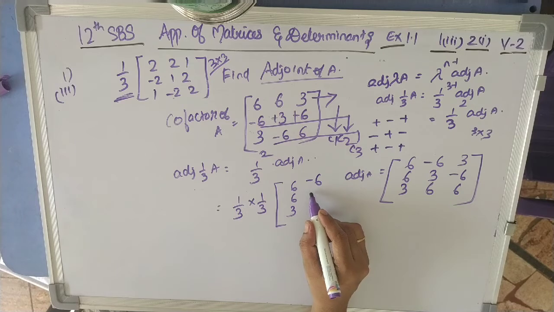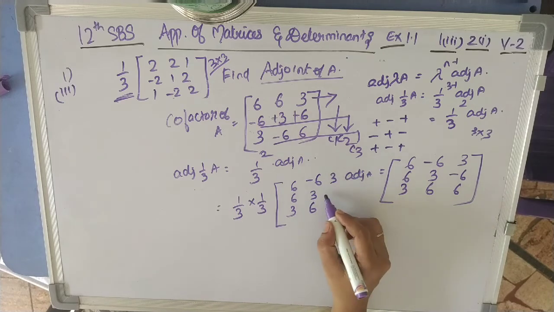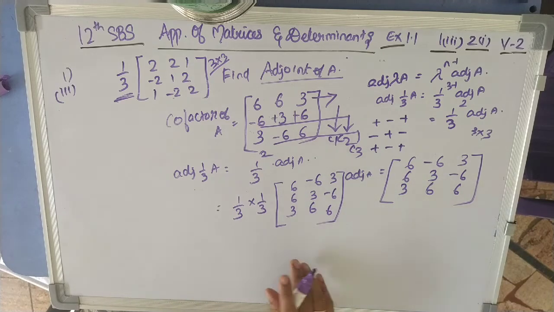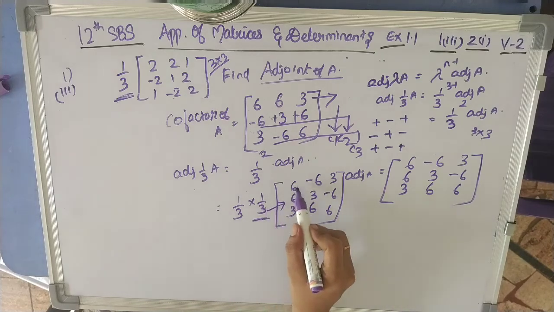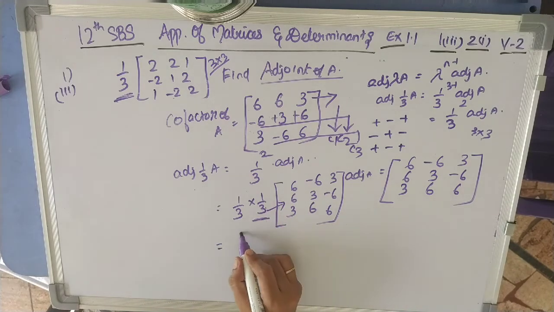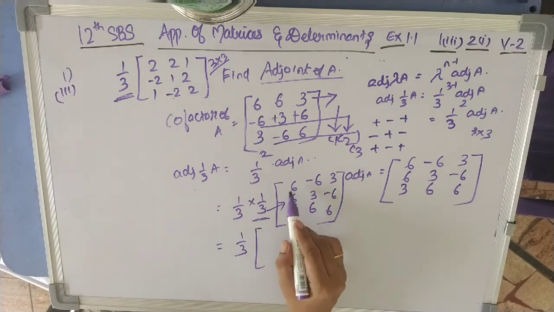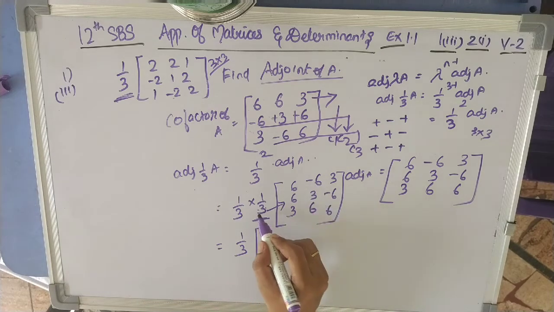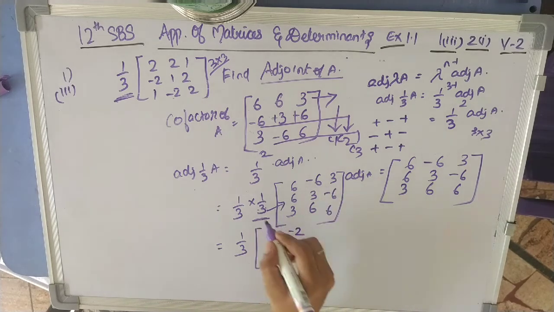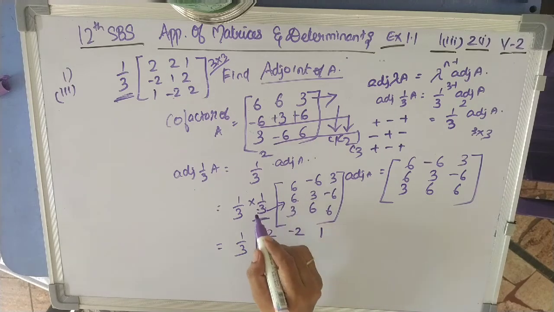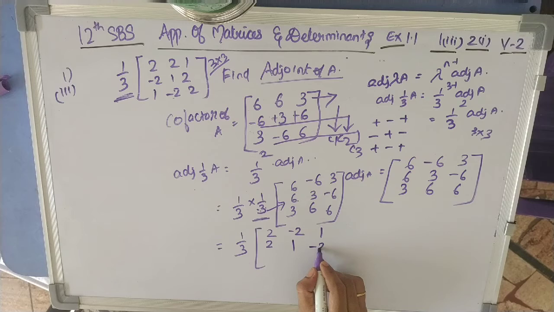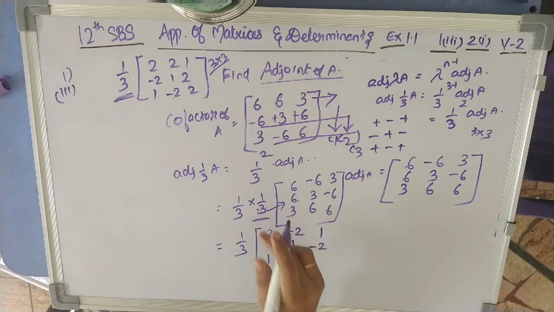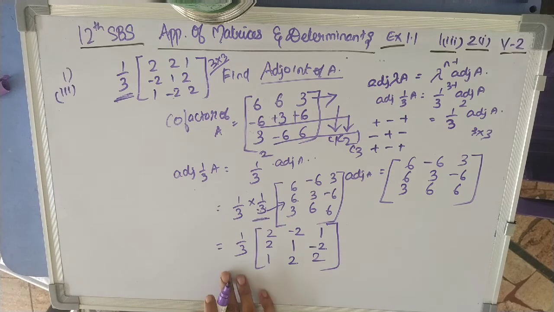So 1 by 3 into 1 by 3 into 6 minus 6 3, 6 3 minus 6, 3 6 6. That is adjoint of A. Now I am multiplying 1 by 3 into the adjoint of A. So 6 divided by 3 becomes 2. Minus 6 divided by 3 becomes minus 2. 3 divided by 3 becomes 1. 6 divided by 3 becomes 2. 3 divided by 3 becomes 1. Minus 6 divided by 3 becomes minus 2. 3 divided by 3 becomes 1. 6 divided by 3 is 2. 6 divided by 3 is 2.